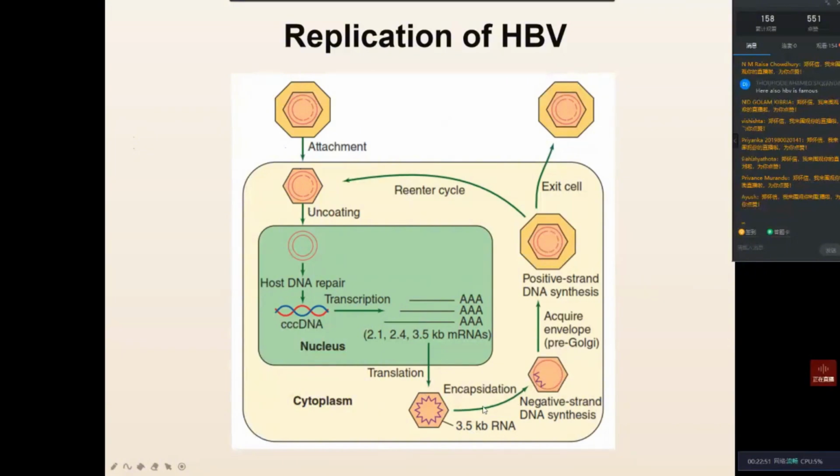And one of the RNA, the biggest RNA, 3.5 kb mRNA, is further reverse transcribed into DNA strand, first the negative strand DNA, and then further the positive strand DNA to make the incomplete or partially double-stranded DNA genome. And there, the new viral particle is formed. Then this new viral particle might be released to infect other cells, or it can re-enter the cycle in the same cell. So this is the life cycle or replication of HBV.